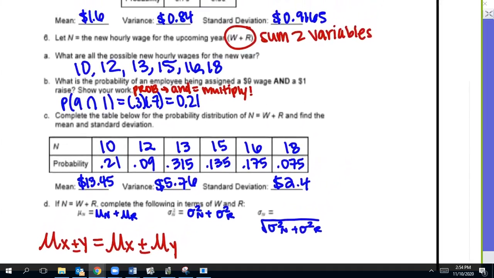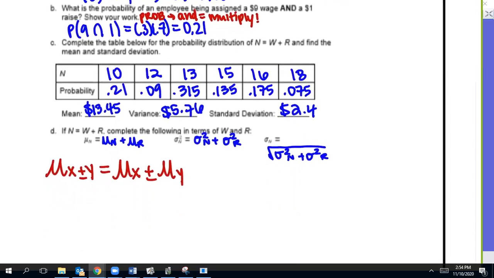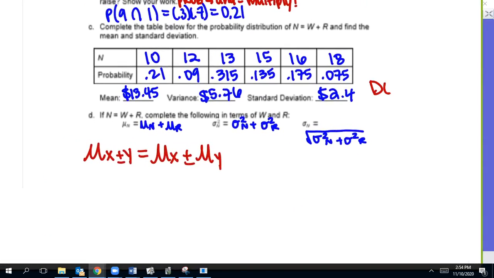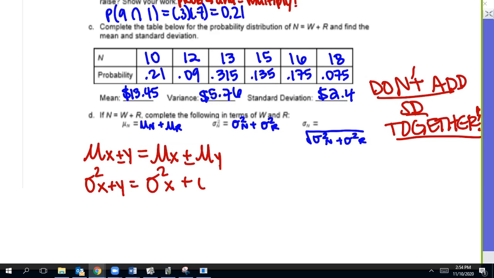And so we don't add standard deviations together. But because we can add the variances, the variance of two variables added together is just the variances added together. This will be true for a plus or minus. It's always addition. And then put that little note there.